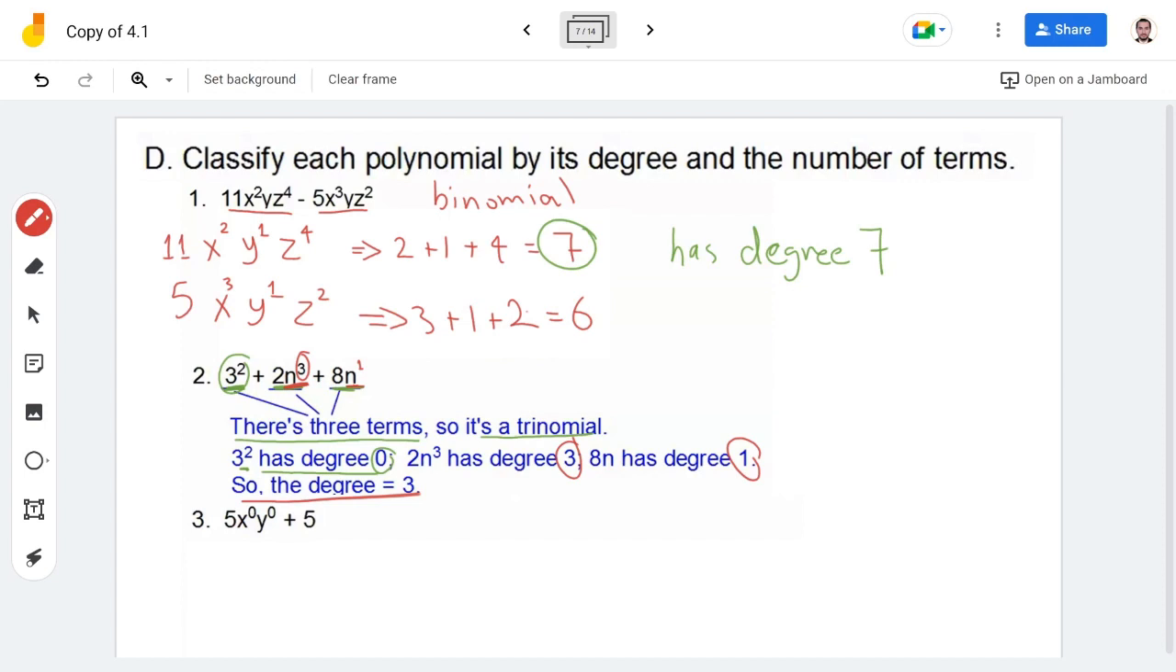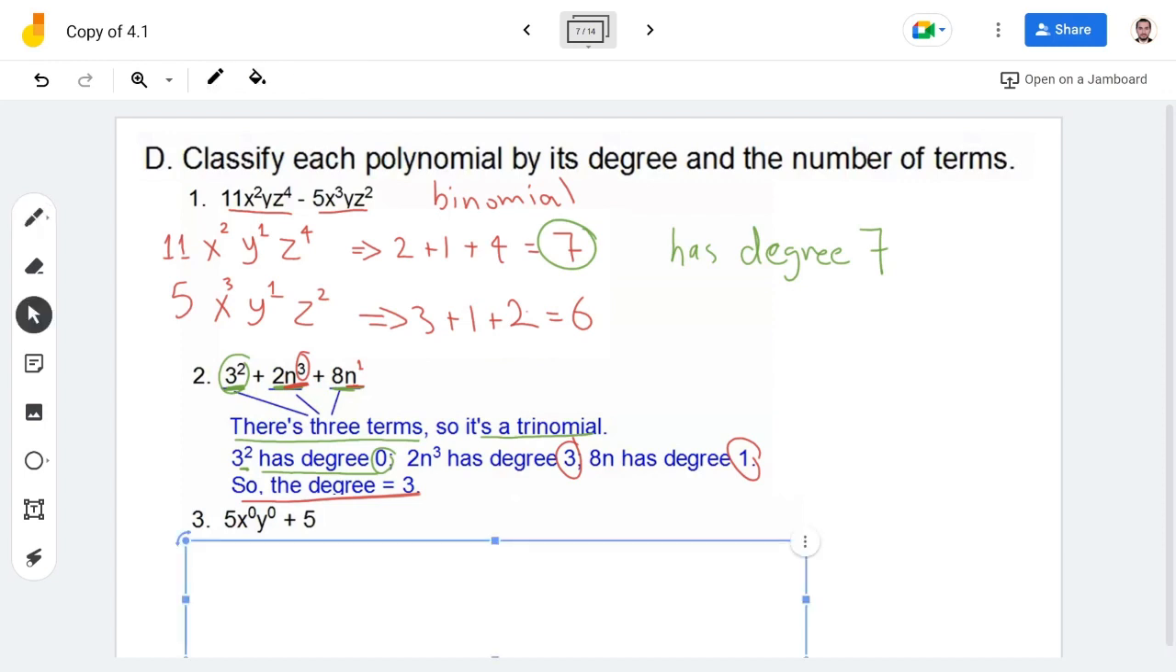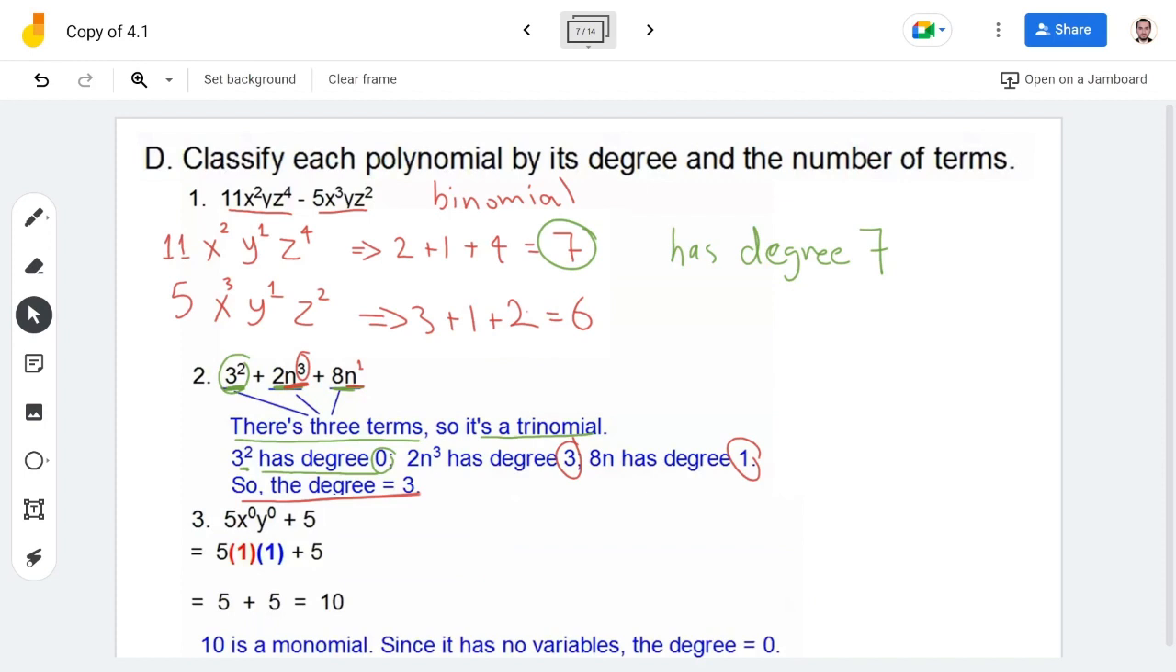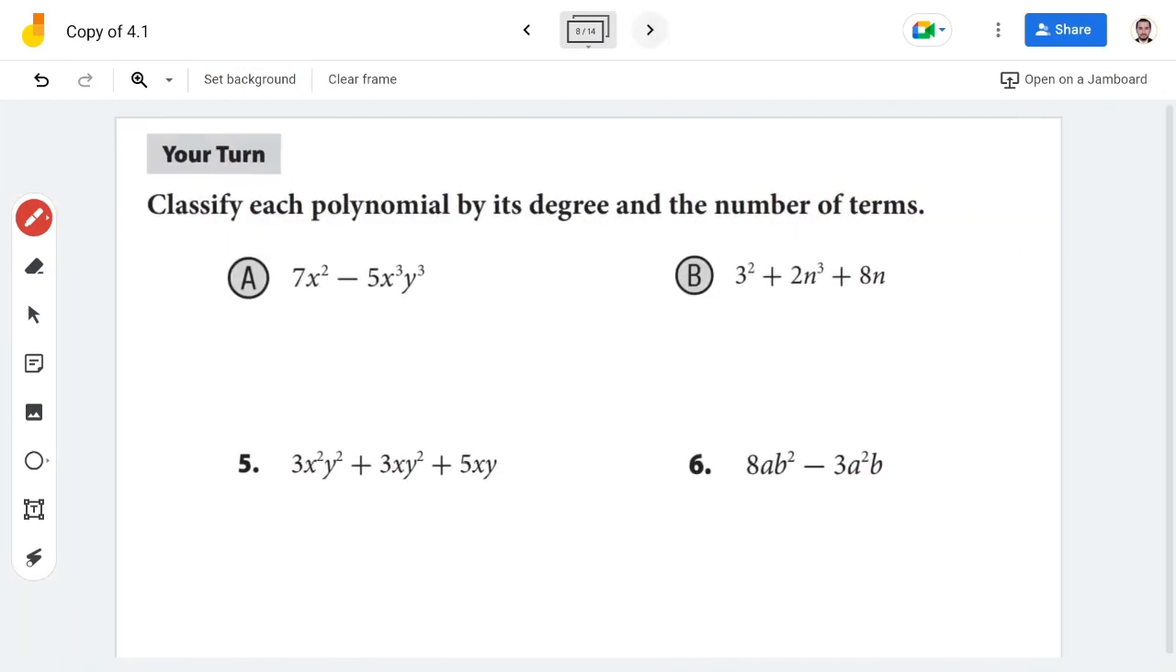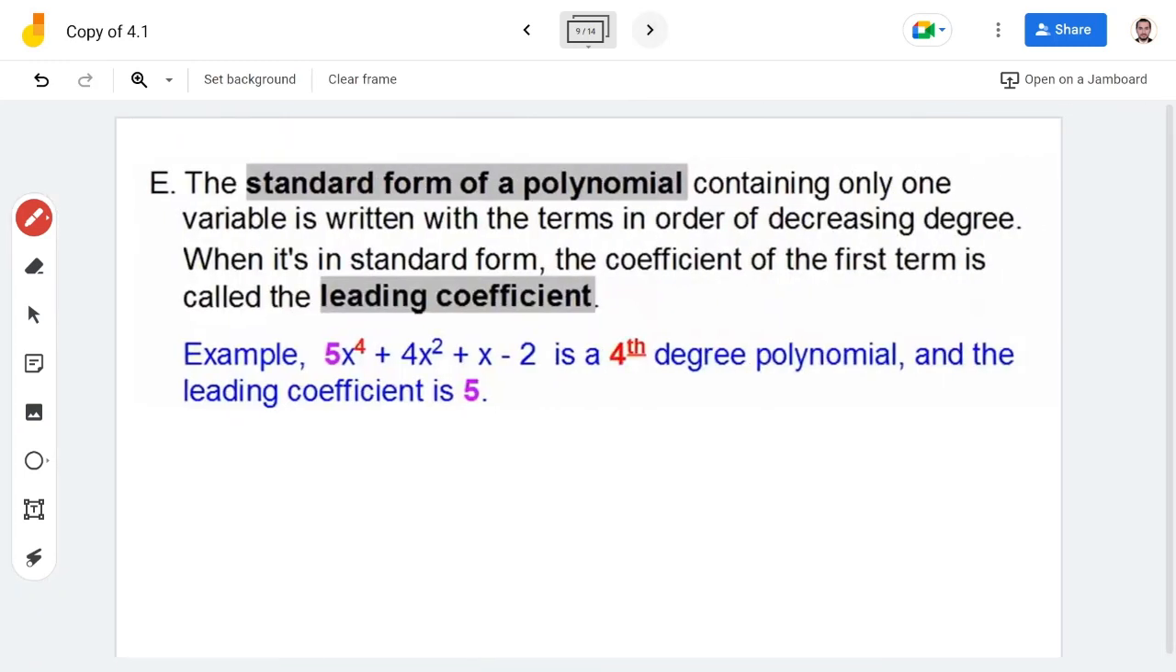How about the last one? As you can see, the last one, 5, x to the power of 0, y to the power of 0, plus 5. So x to the power of 0, y to the power of 0 means 1, right? So this one is equal to 1. So 5 plus 5 is equal to 10. 10 is a monomial. Since it has no variables, the degree is equal to 0. It's the same as what I told you here. I hope this one is clear. You have here some exercises. Try to solve them and let me know if you don't understand or you have a question.